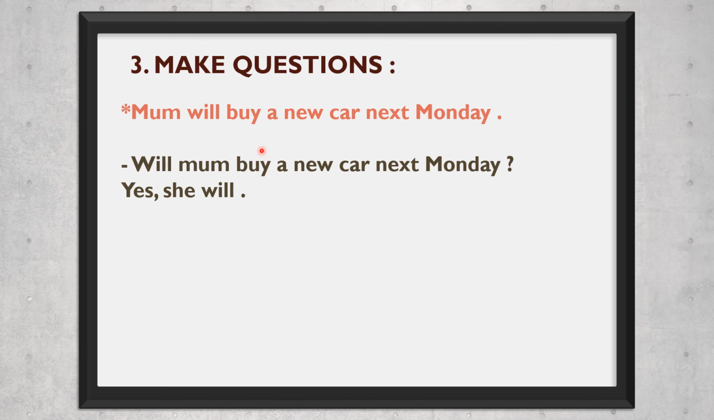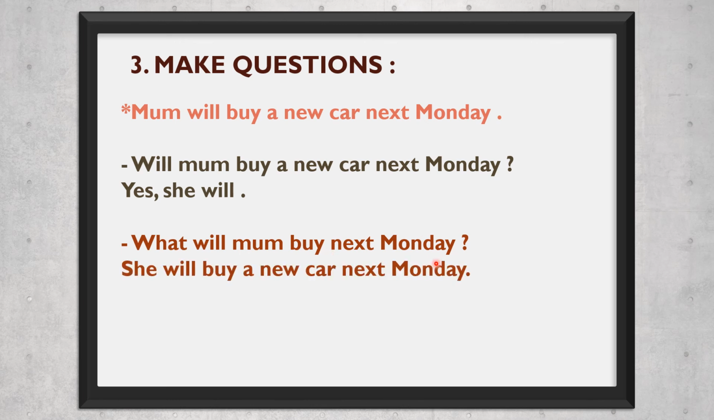We can make another question with a long answer. Let's make a new car the answer. We start the question by using, excellent, what. So the question is, what will Mom buy next Monday? Yes, she will buy a new car next Monday. So these are two kinds of questions, yes or no question and long question.